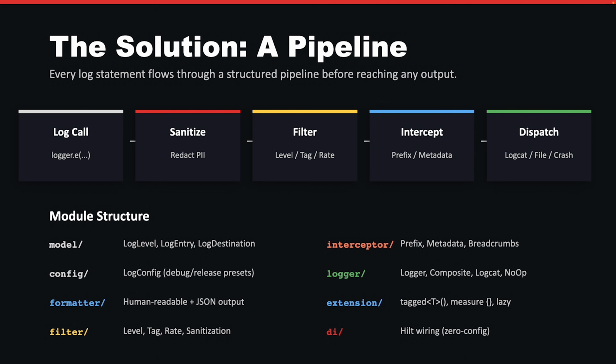Every log statement flows through a structured pipeline before it reaches any output. Step 1. You call logger.e or logger.d, whatever label you need. That creates a log entry, an immutable data class with label, tag, message, throwable, timestamp, thread name, and metadata map.